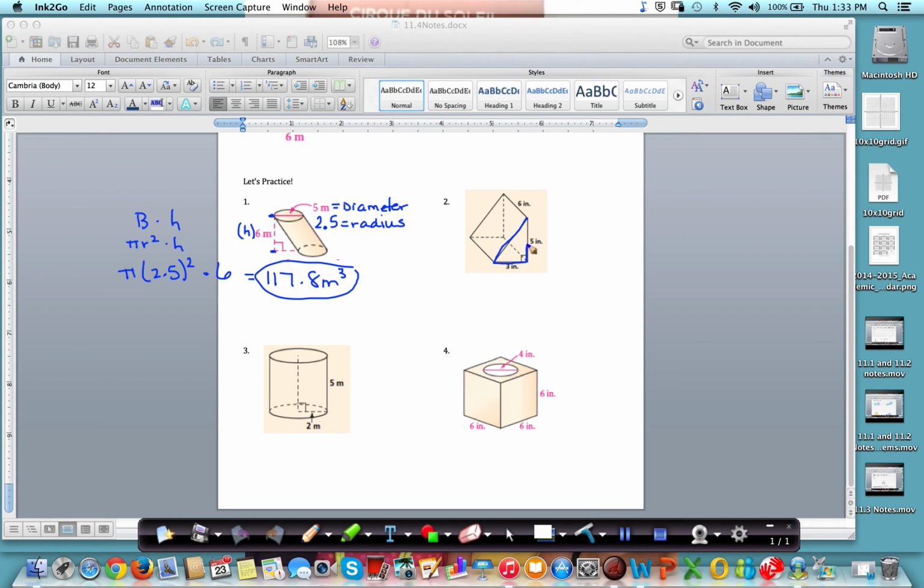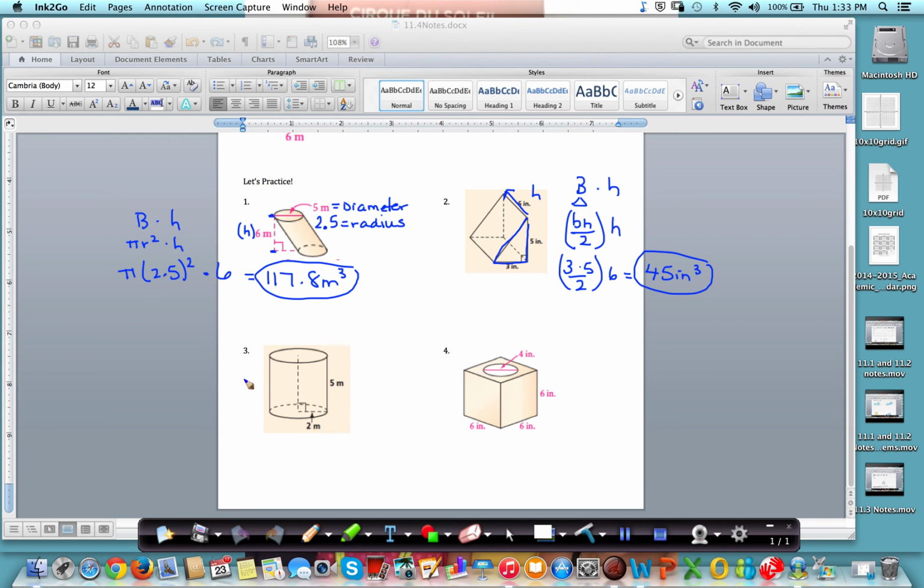Okay, the second figure, again, what gives it its shape? It's the triangle. So there's your base times how high the figure stands. So that's your height. Base times height. If the base is a triangle, the formula for a triangle is base times height over 2 times the height of your actual figure. So 3 times 5 over 2 times the height of 6. And number 2 gives me a total of 45 inches cubed.